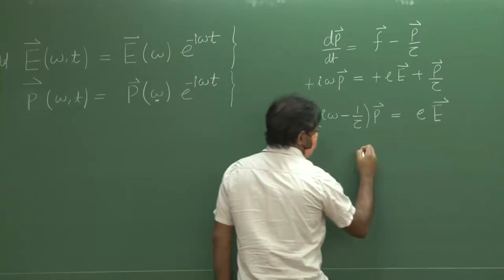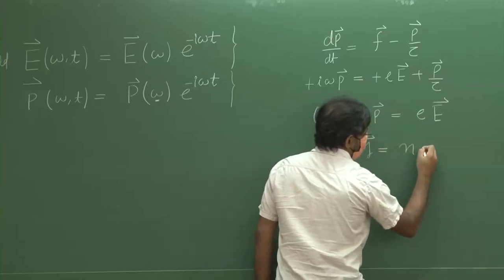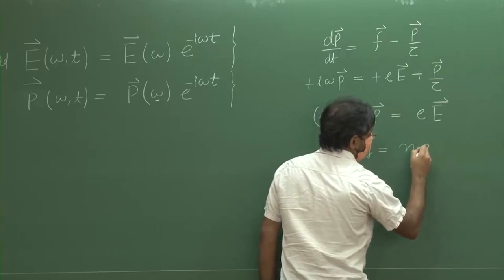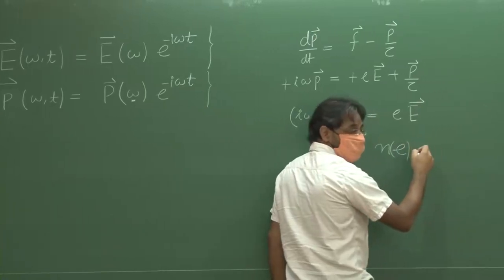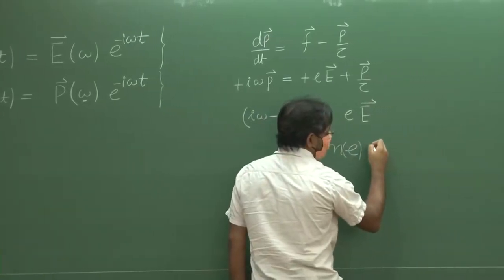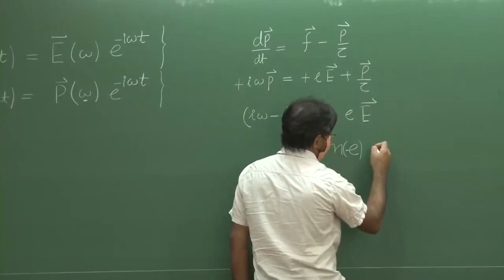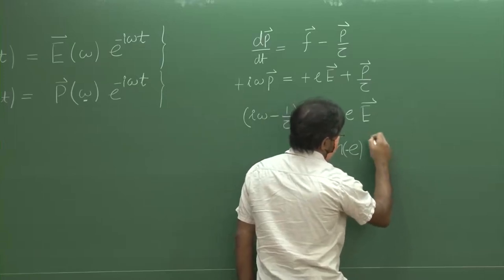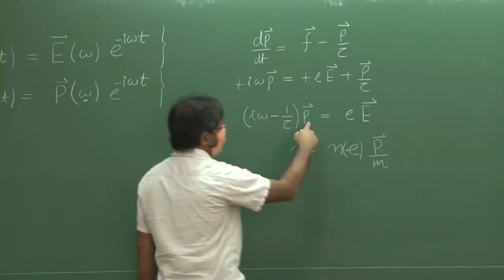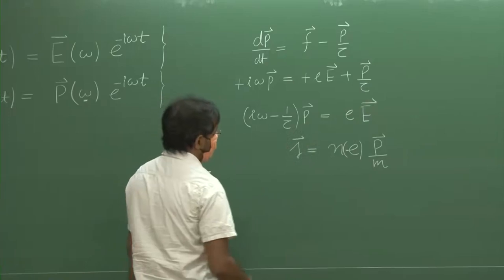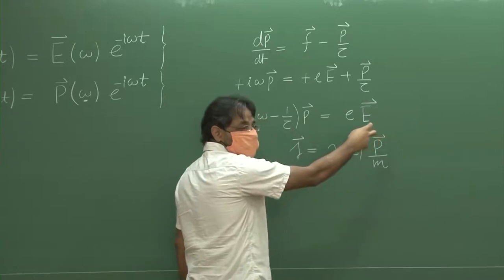And I can readjust this, and since I want to get an expression for the current density, I know that the current density J is nothing but n times minus e, with a negative sign because we are dealing with electrons, times the drift velocity v, right? And the drift velocity v can be written as p by m, right? So, from here you can get the value of p, and you can plug that in over here, so then you will have an expression which connects J to E, okay?